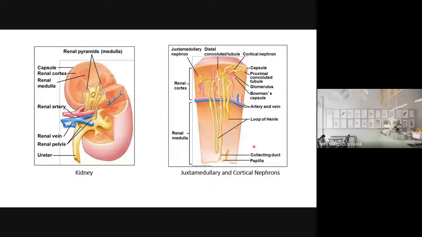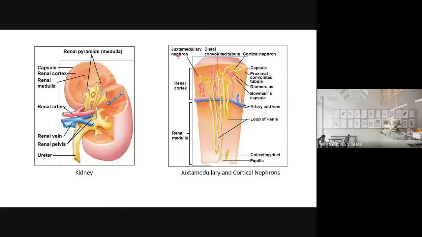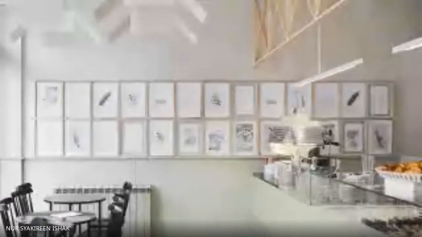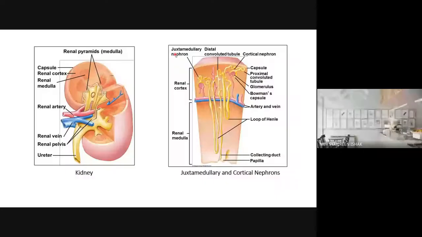Okay, for nephrons, there are actually two types. The nephrons that have a long loop of Henle, as you can see here, we call juxtamedullary nephrons. And another type of nephron is cortical nephrons. Cortical nephrons will have a shorter loop of Henle.